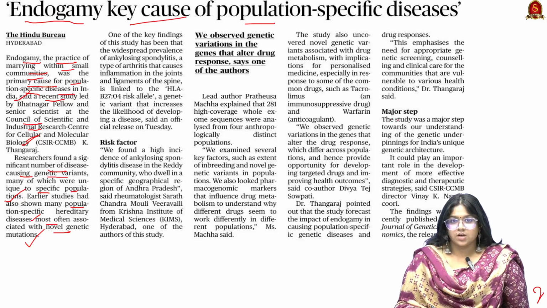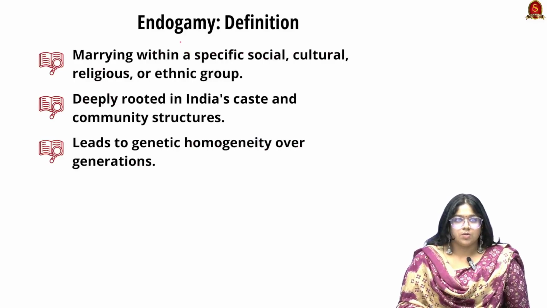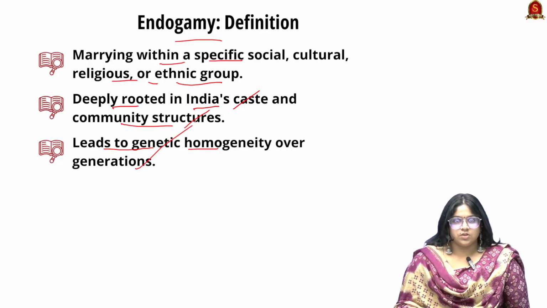Here we can first analyze why this study is important. The study was a major step towards our understanding of the genetic underpinnings of India's unique genetic architecture. First, let us see what the concept is all about. Looking into the definition, endogamy is marrying someone within a specific social, cultural, religious or ethnic group. So there is a homogeneous marriage culture, where endogamy is deeply rooted in India's caste and community structures, and the study has found that it leads to genetic homogeneity over the coming generations. So this is known as endogamy.